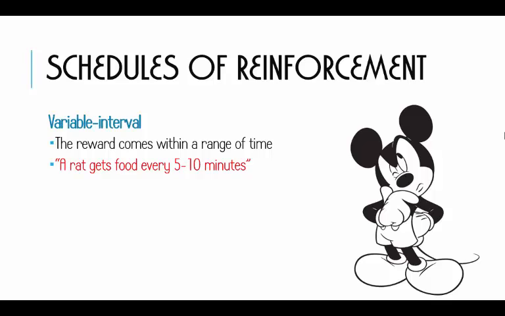It's random. And of these 2 examples, do you know which one will have the rat pressing the bar the most? It's this one, variable interval. The rat will stand at the bar and just go, now, now, now, now, because there's no pattern. There's nothing to learn. It's random. It's all over the place.